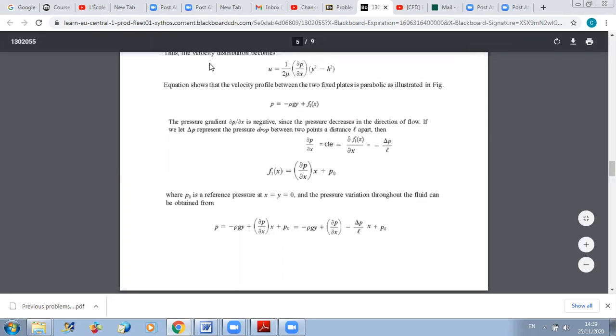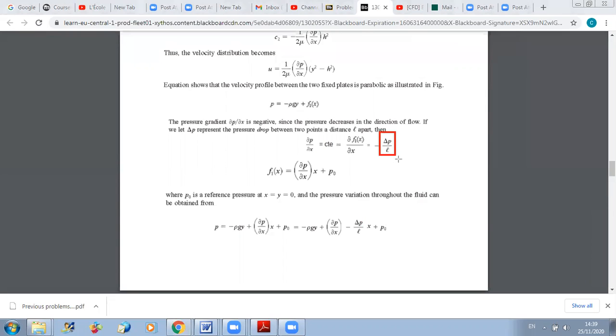I repeat, if they don't give you delta P over L, you can keep it as function of del P by del X, which is a constant. So now, if you integrate with respect to X, you find out what is F. If you integrate this relation, it's del P by del X, which is a constant, times X plus a certain constant P0. So if you replace back F of X by its value here, you get that P is minus rho gy plus del P by del X times X plus P0.